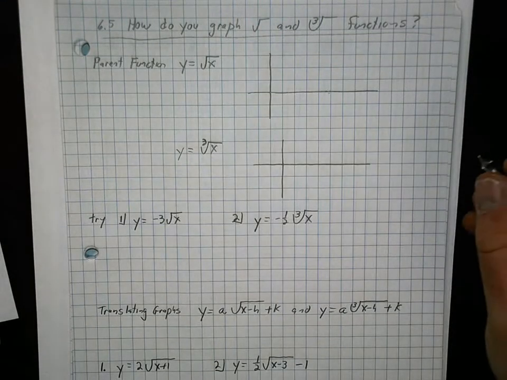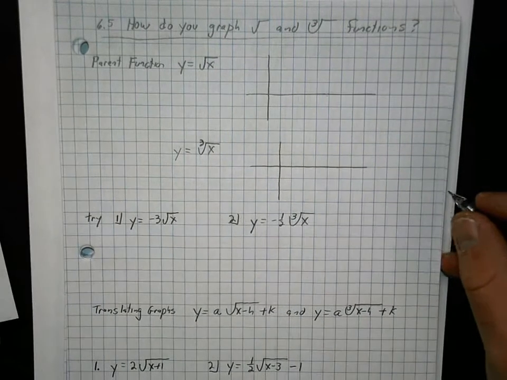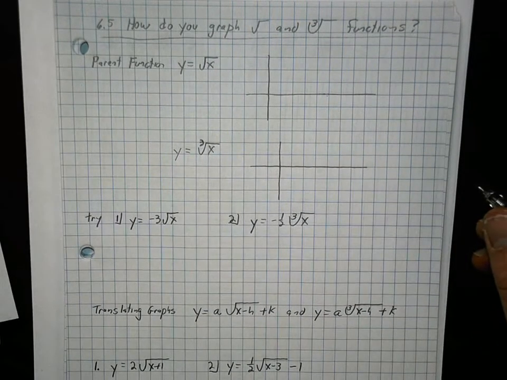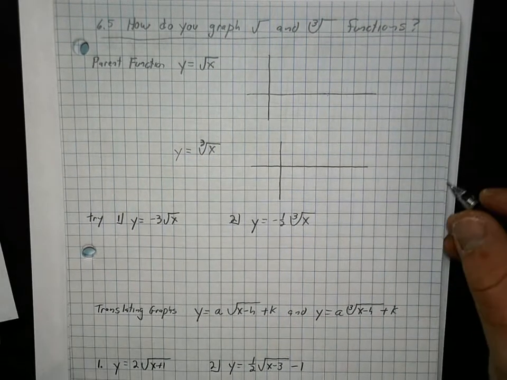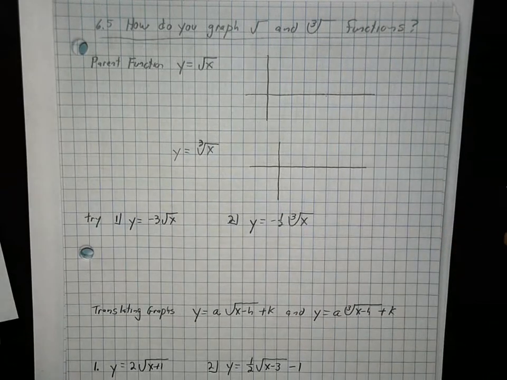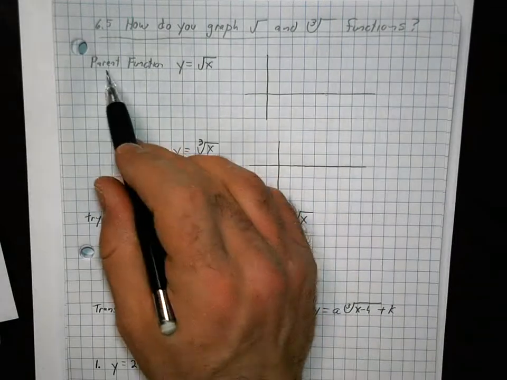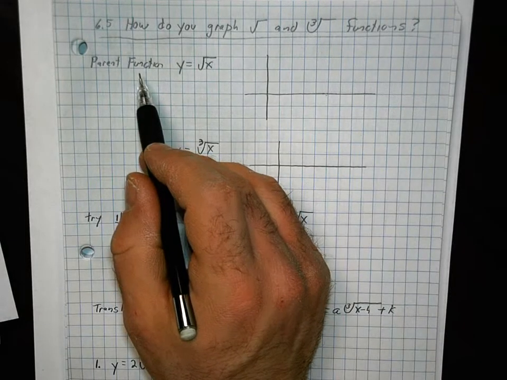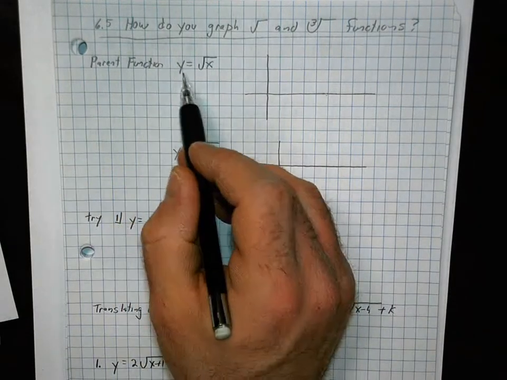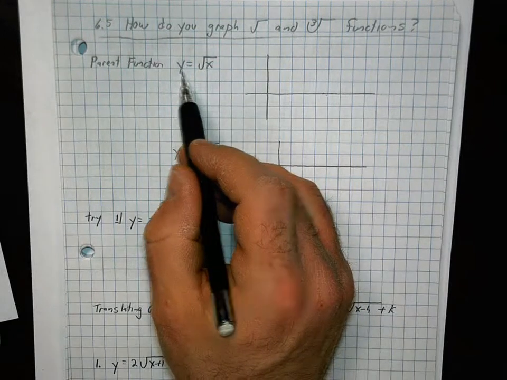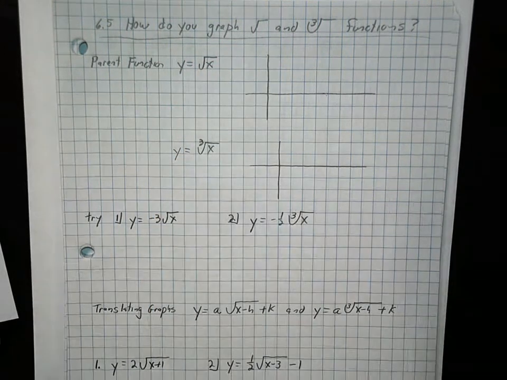Okay, we're going to talk about section 6.5 and learn how to graph square root and cube root functions. So this section is graphing, so you're going to need graph paper. The parent function. Remember, a parent function is the simplest function of a family of functions. So the simplest square root function is y equals the square root of x.